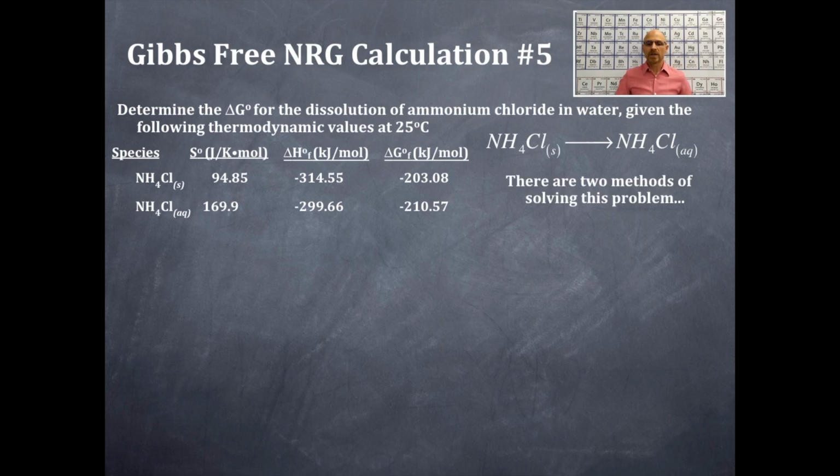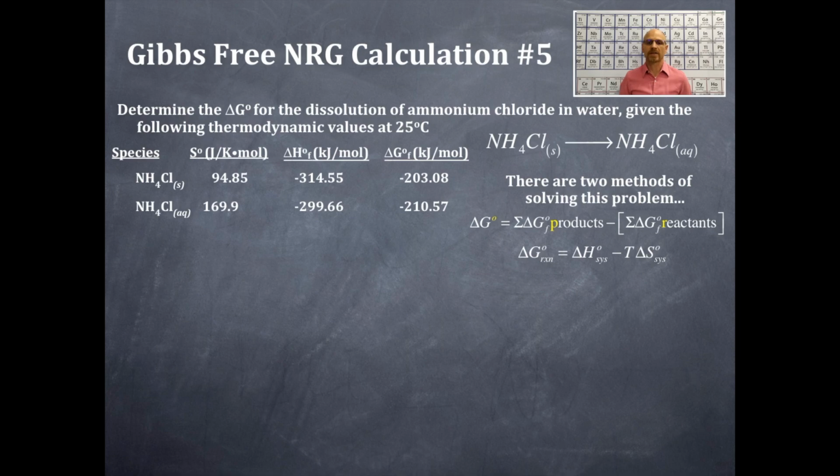Now, there are two methods or two different processes of solving this problem, given those thermodynamic values from the back of your textbook. Just like on the previous Gibbs Free Energy calculation number 4, this is very similar. The first way of doing this is delta G naught is equal to the sum of the delta G naught of the products minus the sum of the delta G naught for the reactants. We only have one reactant and one product. This is super simple. This is NPR. Naught, that is the 0, at standard state conditions, products minus reactants.